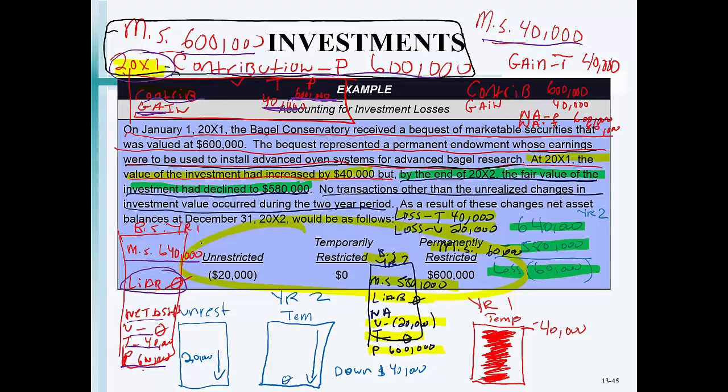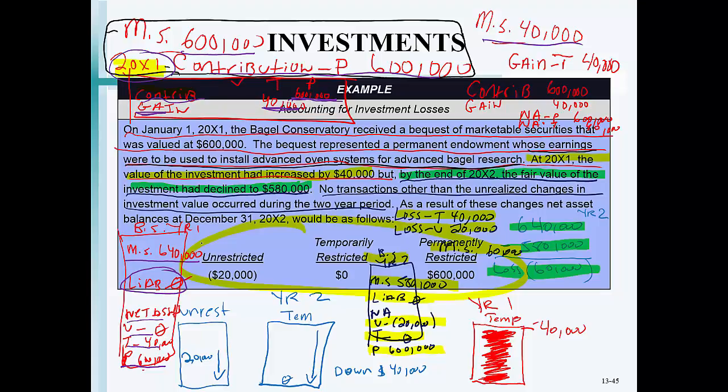Now, this problem assumed that the not-for-profit didn't use any of that 40,000 for the advanced oven research, right? If in this problem they had used 10,000 for advanced oven research, then there only would have been 30,000 available when that $60,000 loss hit. So 30,000 of that loss would have been in temporary restricted, and the remaining 30 would have had to go to unrestricted, right? With me so far? Okay.